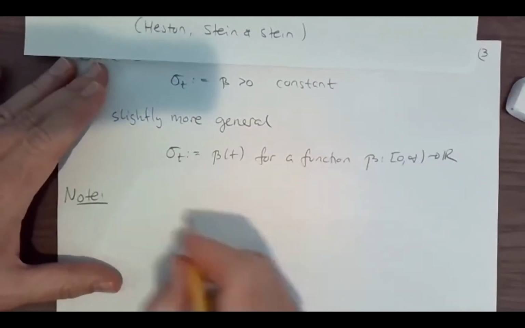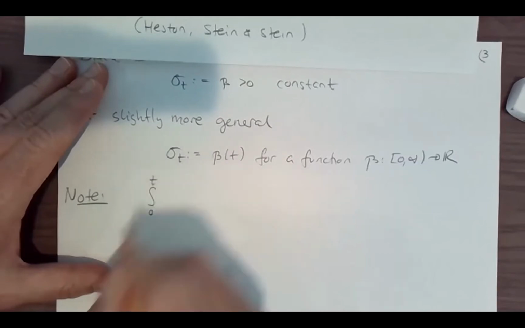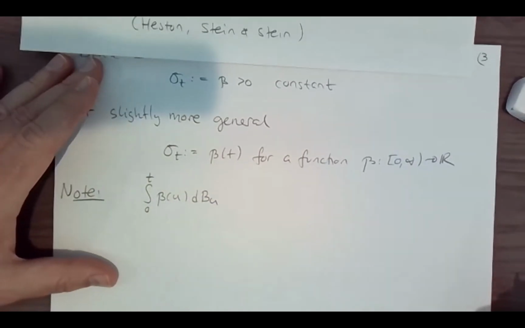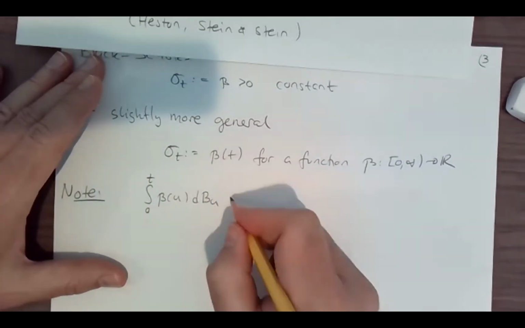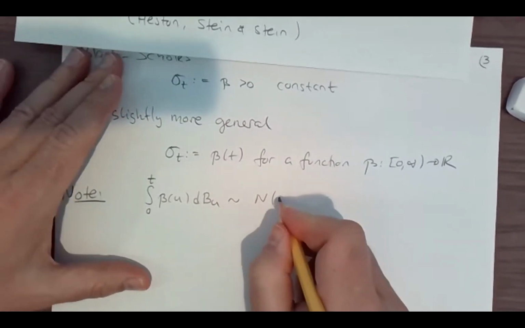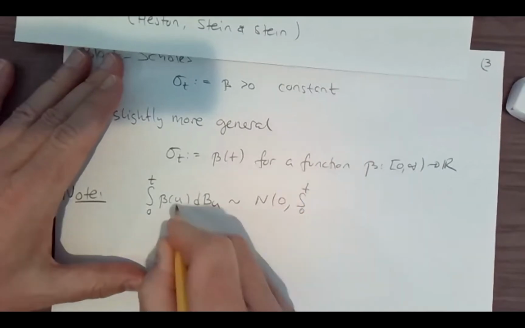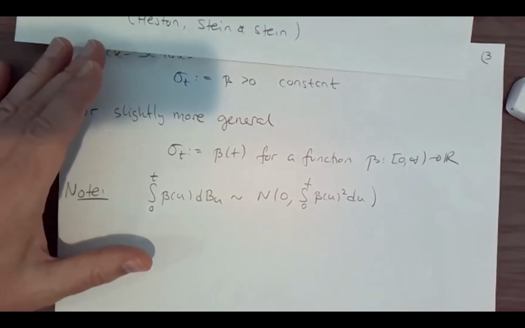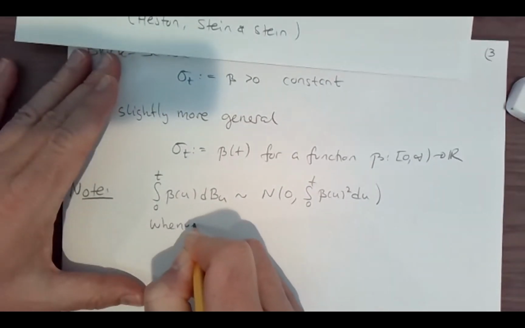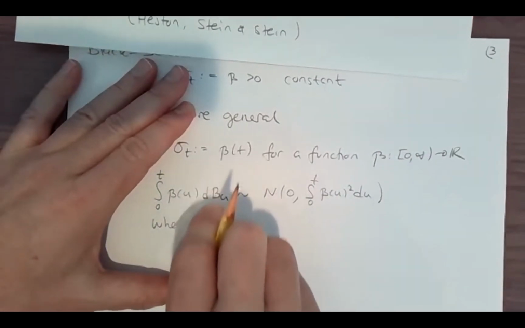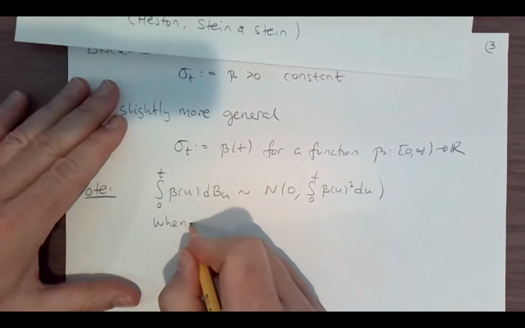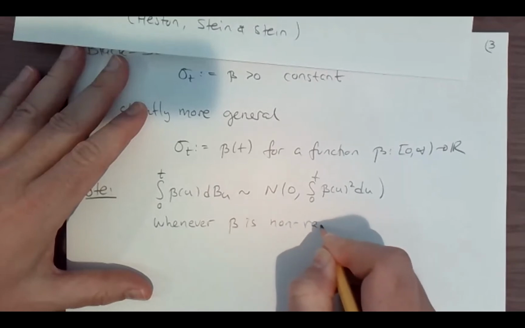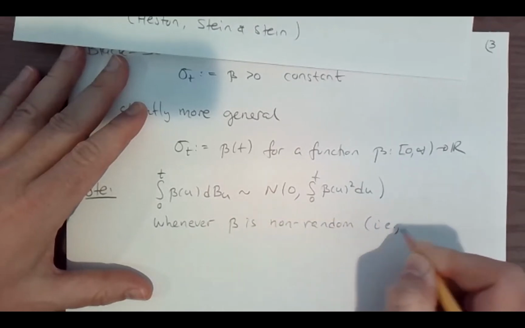Again, the key to go from here to here is this. You know that the stochastic integral, if I integrate a function like this one with respect to Brownian motion, if this is a deterministic function, then this is going to be normally distributed with mean 0 and variance the integral of beta squared in here, whenever beta is non-random. That's what we call deterministic.